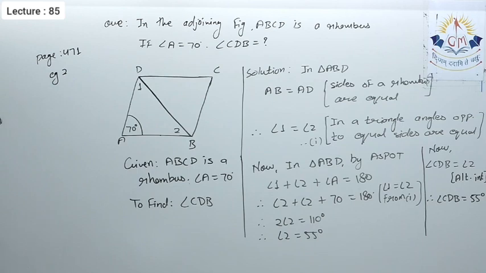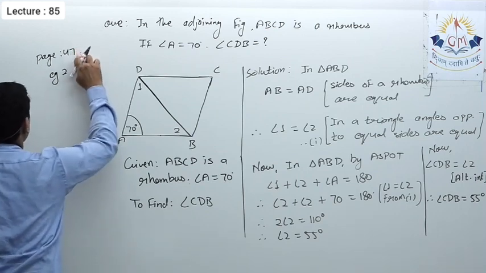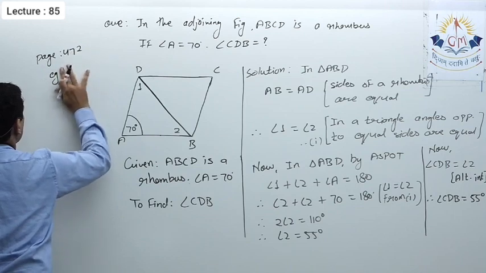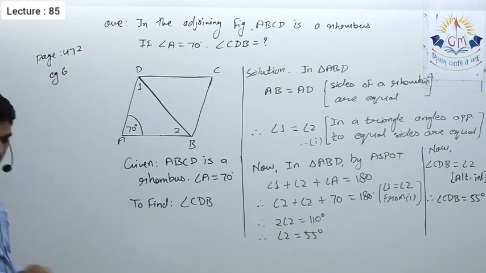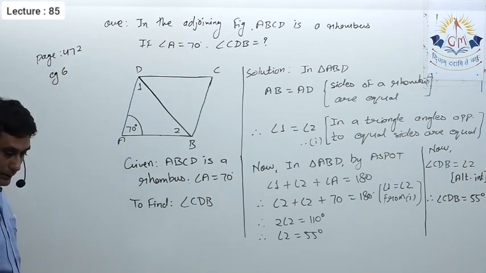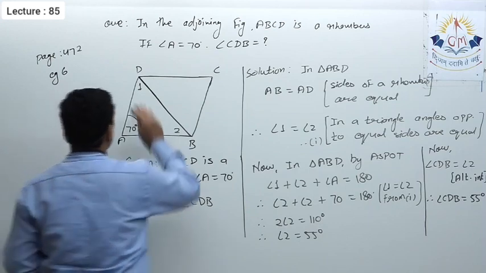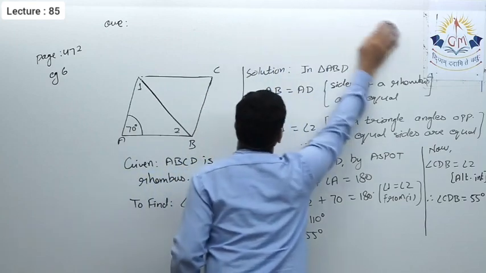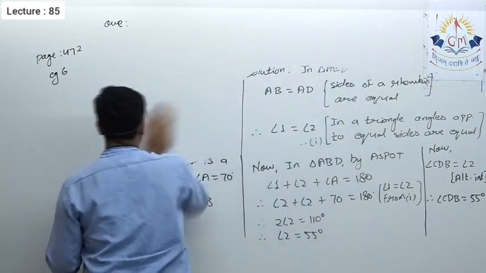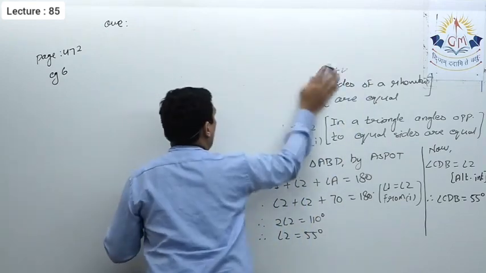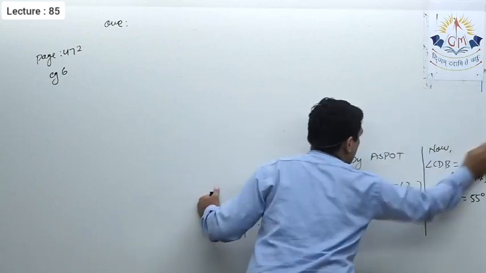Okay, now next we'll see question number 6, page number 472, example number 6. So this says the diagonals of a rectangle ABCD meet at O.